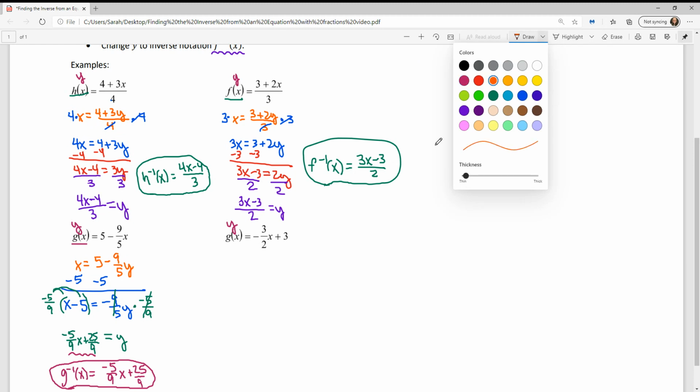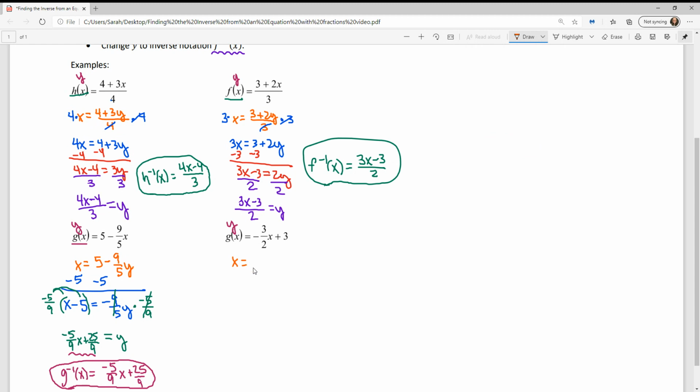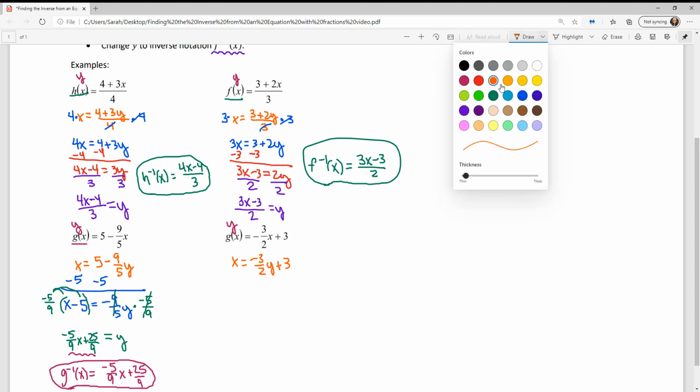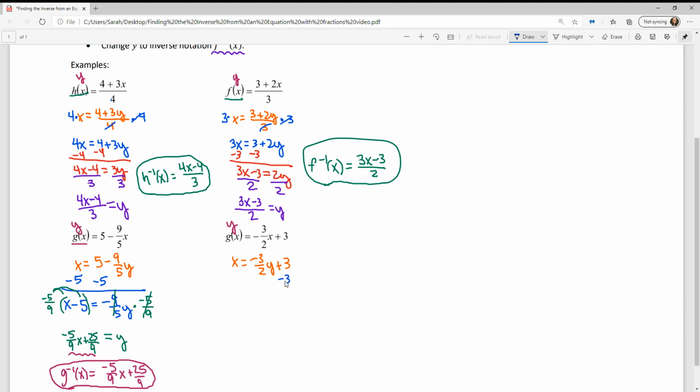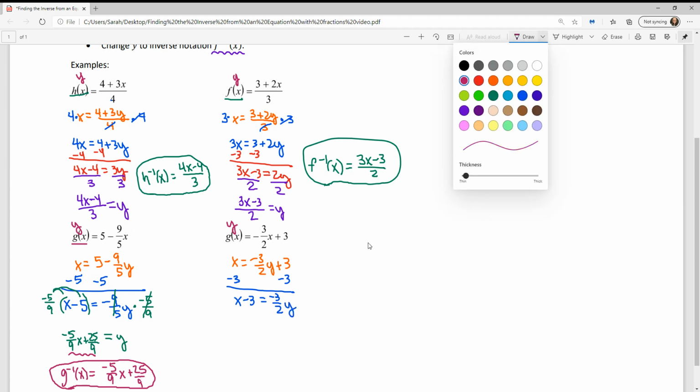Let's try one more. So again, this one is not written as a big fraction, so once we get x and y switched, we're going to start by undoing this +3. But let's get x and y switched. Y turns into x turns into y. Undo the +3 by subtracting 3 from both sides. And then to undo that fraction in front, we multiply by the reciprocal.